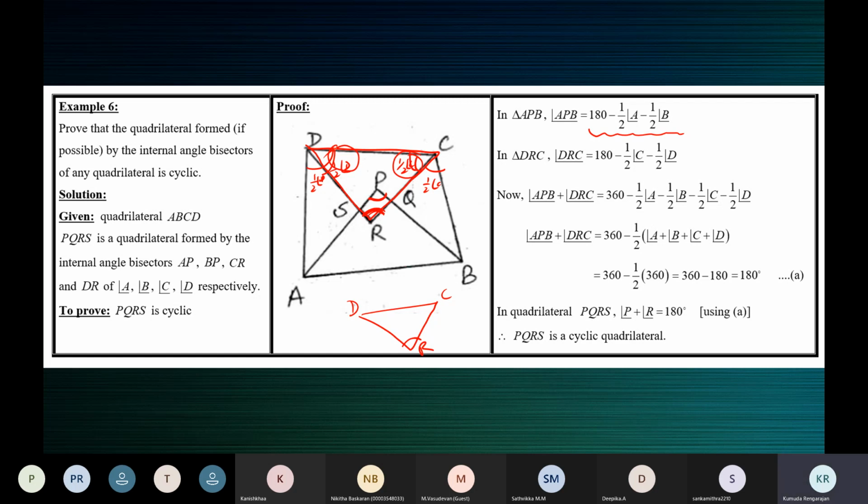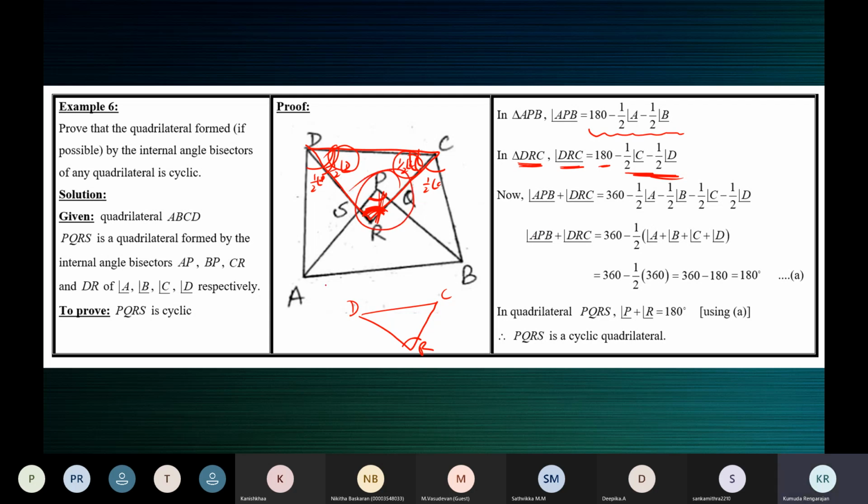So in triangle DRC, you know that angle DRC is equal to 180 degrees minus half of angle C and half of angle D. Half of angle C, half of angle D. So like this, we found the expressions for this pair of opposite angles P and R in quadrilateral PQRS.